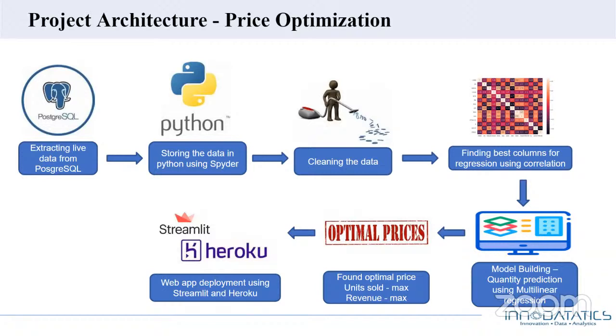After building the model, we use the obtained intercept and coefficient values to calculate the units sold by substituting these values in the equation of regression. With the calculated quantity value, we find the revenue that can be generated for a range of different selling prices. From this, we find the maximum revenue generated, which will in turn give us the optimal price. After the development of the source code, we develop a required front end using Streamlit and deploy it to Heroku as a web application. Next slide.